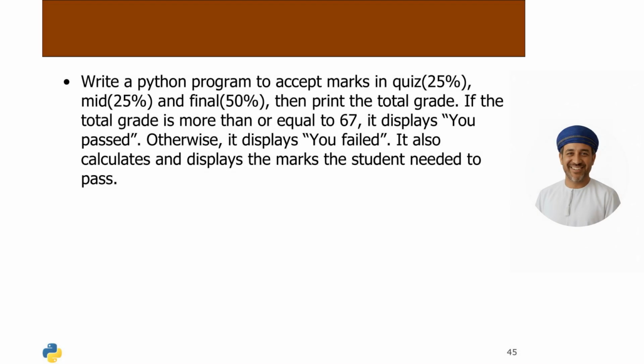To calculate a student's total grade, accept marks for quiz, 25%, midterm, 25%, and final exam, 50%. Sum these to determine the total grade. If the total is 67 or above, display you passed, otherwise, you failed. Additionally, compute and display the marks needed to achieve a passing grade.